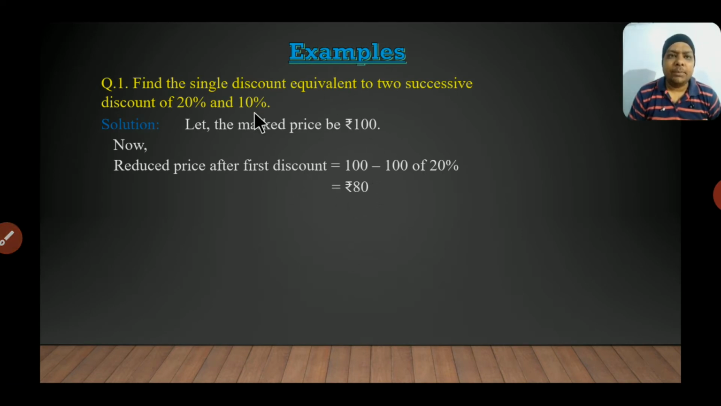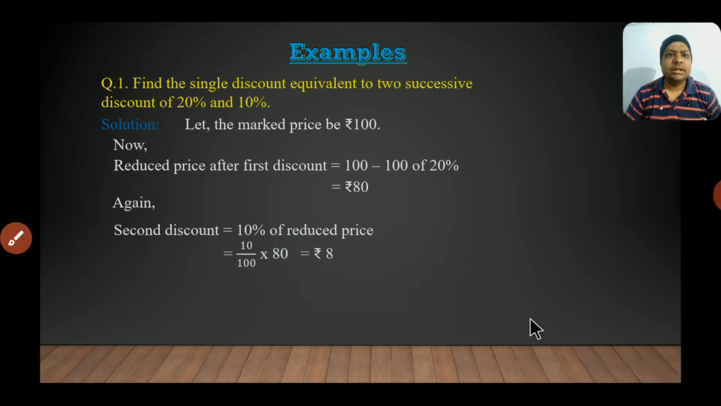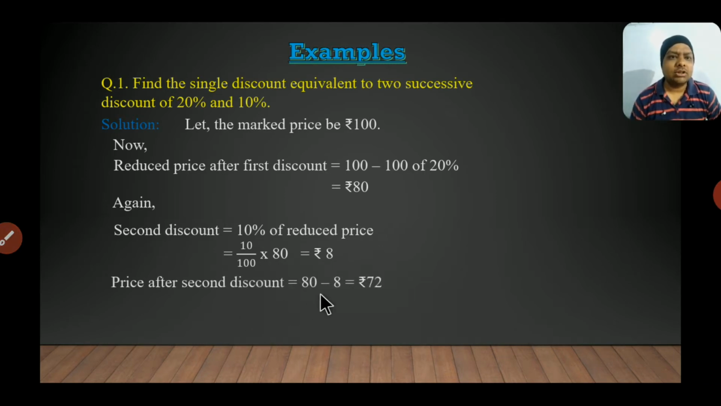Now we have to apply the 10% discount on the reduced price, not on the 100. So let's find the second discount, 10% of the reduced price. It means 10% of 80. The 10s cancel, so only rupees 8 will be the second discount. Now we have to find the reduced price after the second discount. The price after the second discount will be 80 minus 8, that is 72.